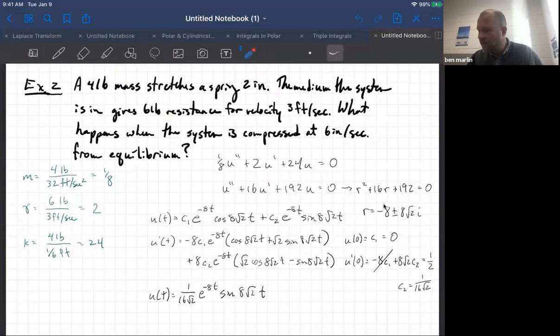So, all right, second version of it, right? We've got a 4-pound mass again, so we're still going to get that 1/8. And the medium the system is in gives 6 pounds of resistance for a velocity of 3 feet per second. What the hell, right? What we're referring to here is really something along the lines of a shock absorber.